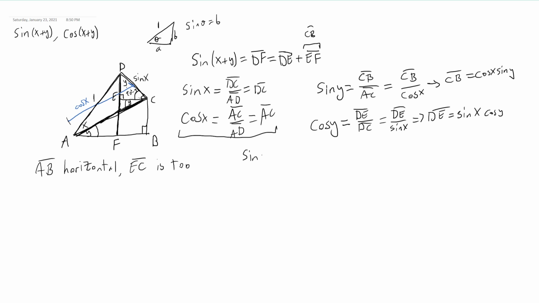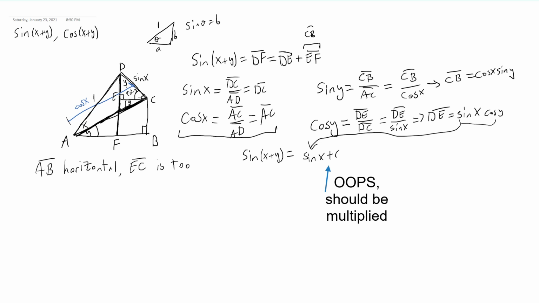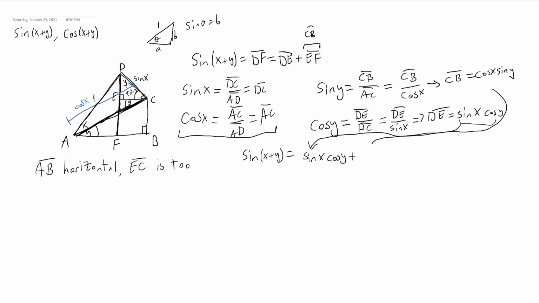So sine of x plus y is equal to DE, but DE is this, and then plus CB. Oh, hold on. I didn't mean to put a plus there. And then plus this guy.